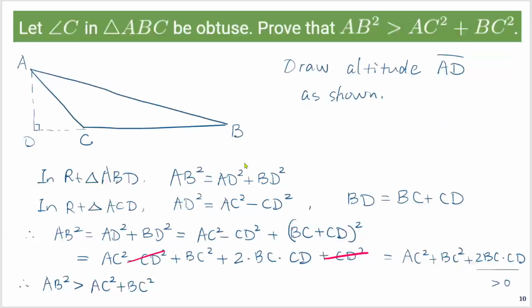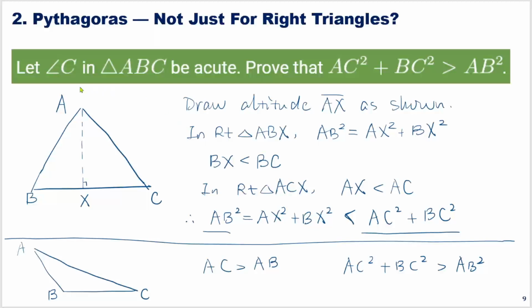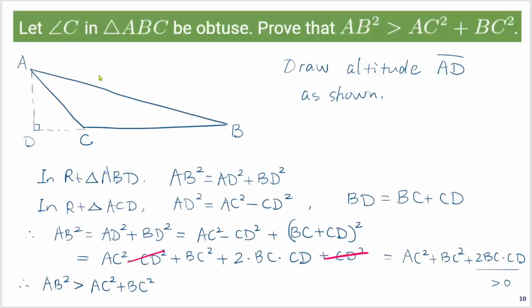Have a look at the two questions we have proved. If angle C in triangle ABC is acute, then the opposite side AB squared is less than AC squared plus BC squared, right? And if angle C is the obtuse angle in the triangle ABC, then the opposite side AB squared is larger than AC squared plus BC squared.